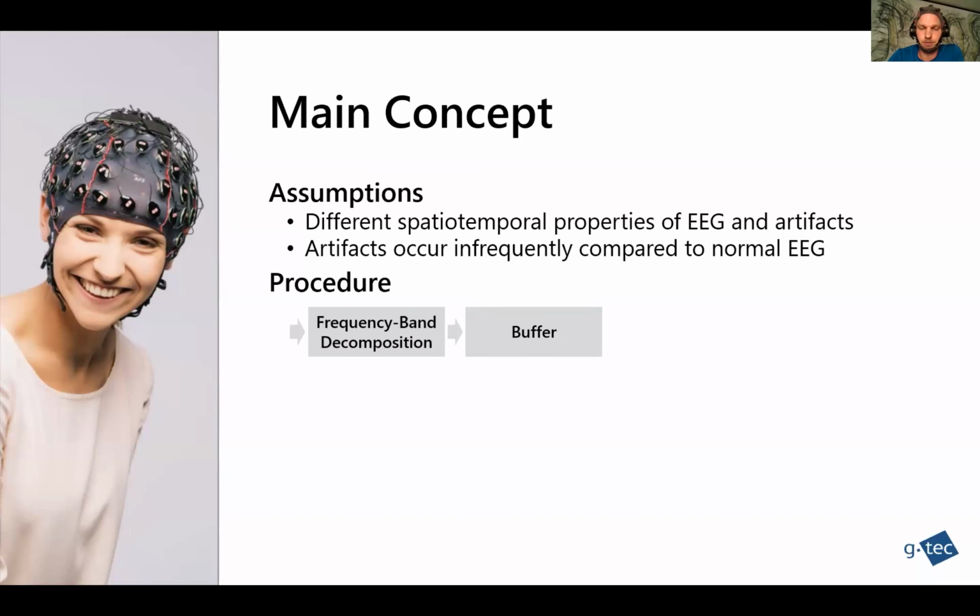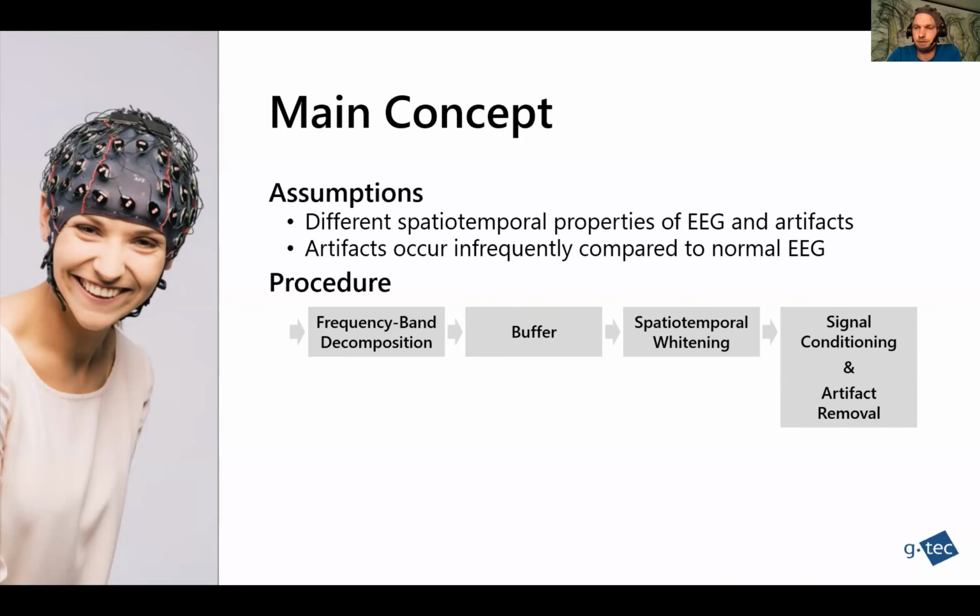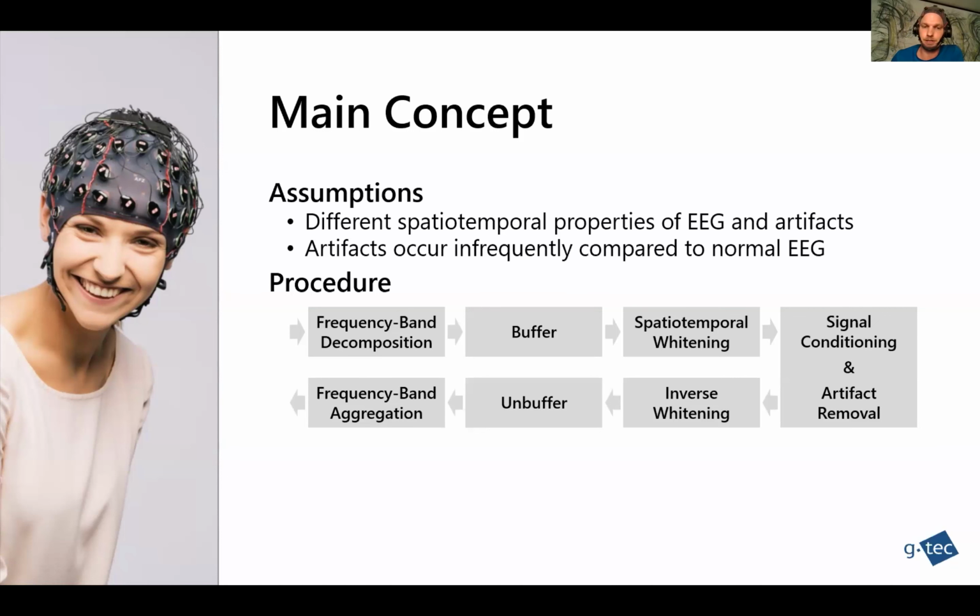When we have those individual bands, we are buffering the signals. And then we are performing a very fancy spatiotemporal whitening operation. And inside this spatiotemporally whitened space, we can now very nicely identify artifact components. We can remove them, and we can condition our signal. So we can make sure that it really complies to characteristics of EEG. Once we have done that, we are transforming back, we are inverting the whitening, we are unbuffering and serializing the signals, and we are aggregating all the frequency band signals together. That's basically OSCAR in a nutshell.